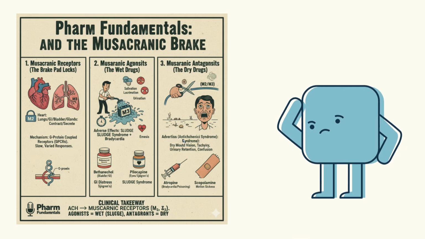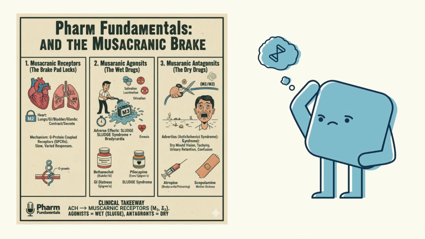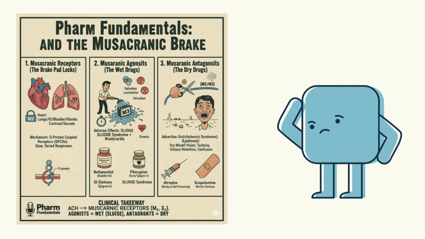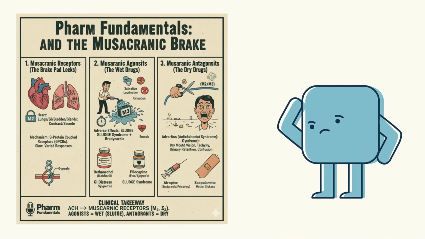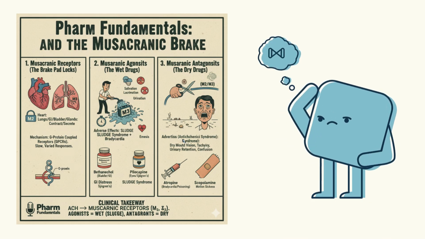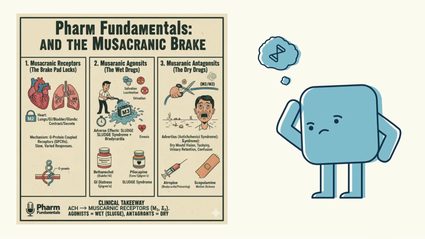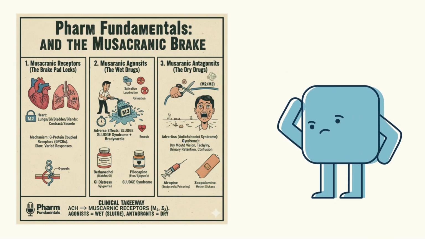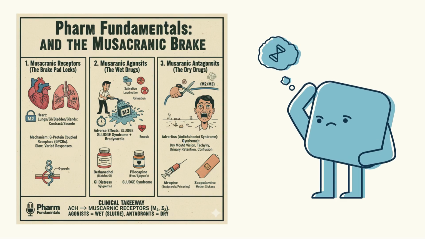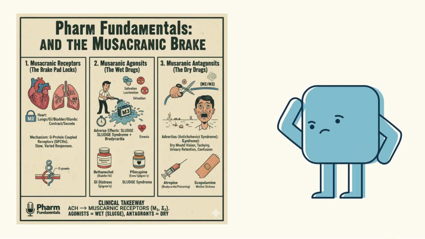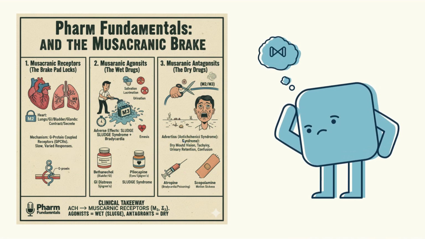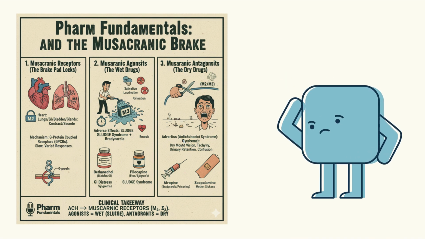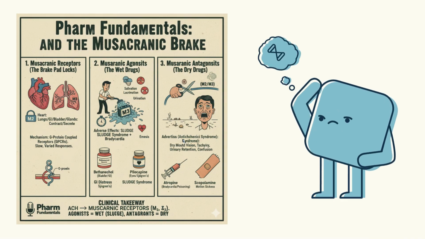So, a classic mnemonic for high-dose anticholinergic poisoning is hot as hare, dry as bone, blind as a bat, red as a beet, and mad as a hatter. So, cholinergic muscarinic pharmacology is all about the brake pedal. Agonists like bethanechol push the brake, causing slow and wet symptoms, while antagonists like atropine cut the brake lines, causing fast, dry, and potentially confused symptoms.